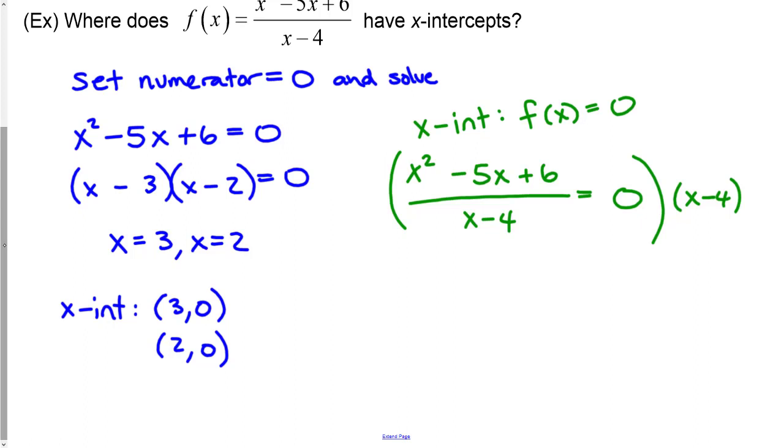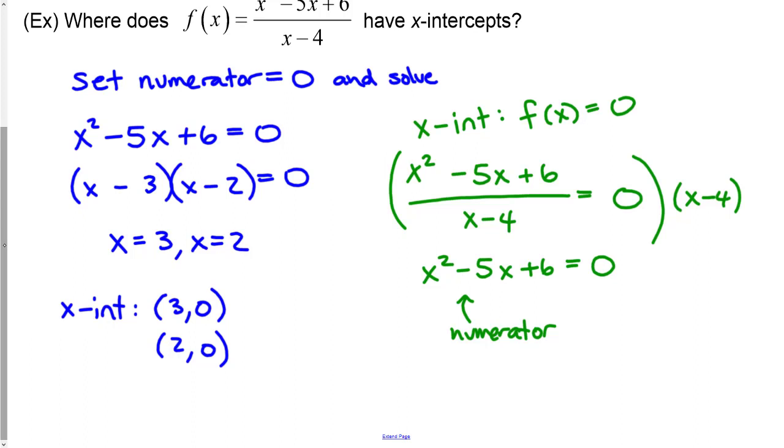So when I multiply x minus 4 times the left-hand side of this equation, the x minus 4 in the denominator gets canceled, and I'm just left with x squared minus 5x plus 6. And then when I multiply 0 times anything, 0 times x minus 4 cancels away, and it's still just 0. So effectively, it's just the numerator that makes a difference when it comes to identifying the location of x-intercepts.